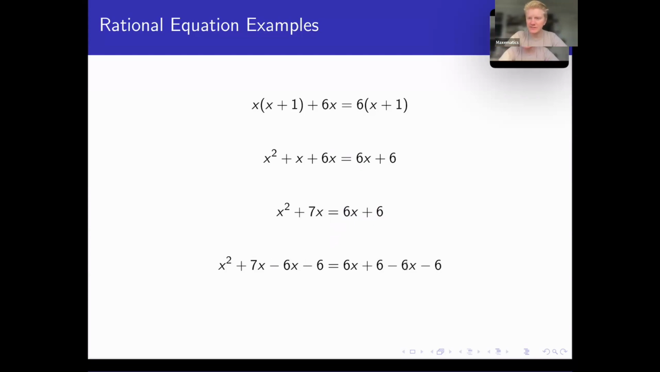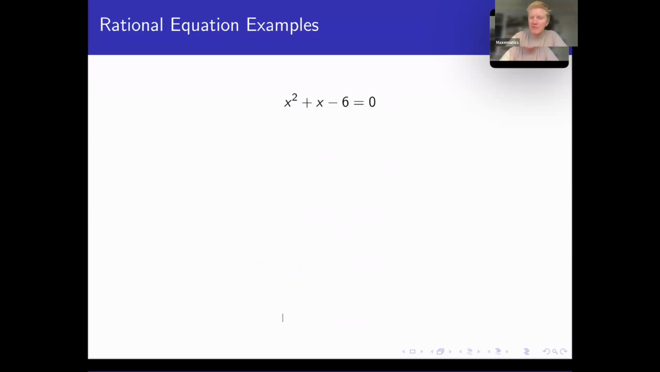Well, 6x minus 6x, that goes away. 6 minus 6, that goes away too. That's the whole point. But here, you have 7 apples, and then I take 6 more of them away. Now you're back to 1 apple, and now we're here. And wow, look at that. We have a nice, very pretty, factorable equation.